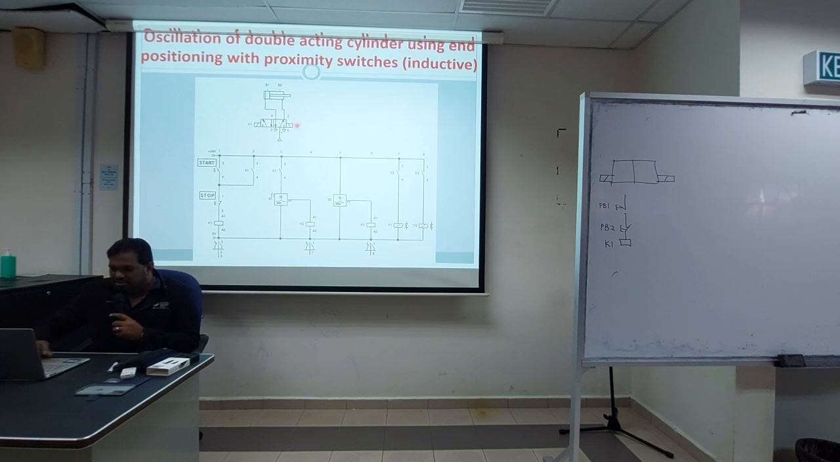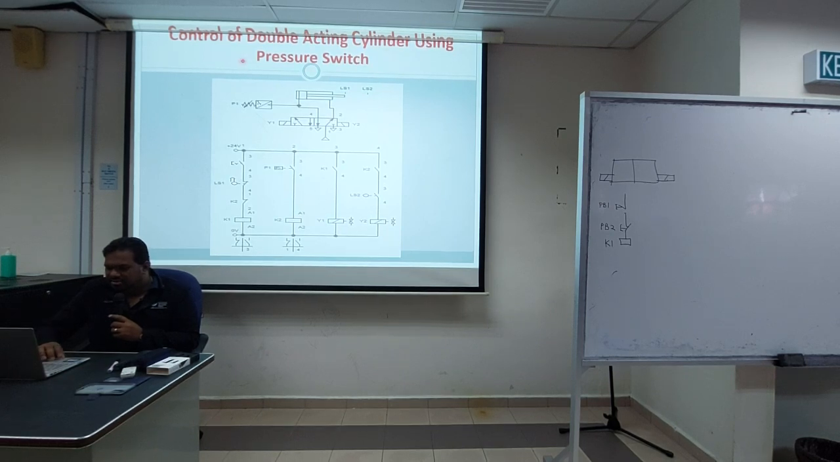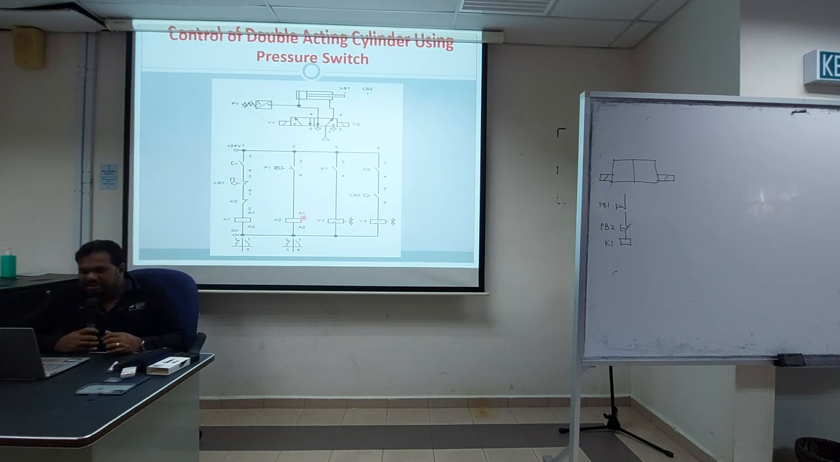Okay, so you can use proximity switches, inductive. So boleh tengok how inductive circuit can be connected, and also so double acting cylinder using a pressure switch. So you ada pressure switch untuk control a double acting cylinder. So it will be connected to your circuit. Okay, all these are some of the examples of the circuit that can be connected.